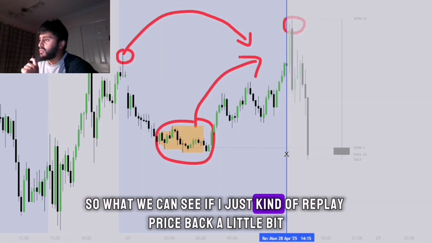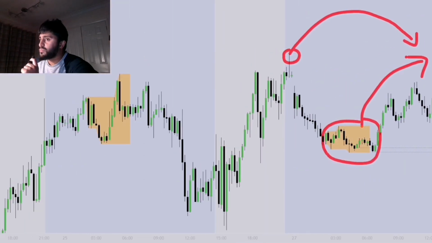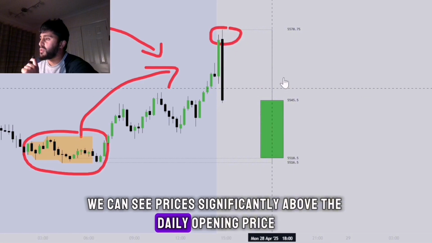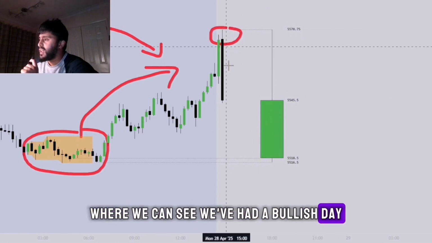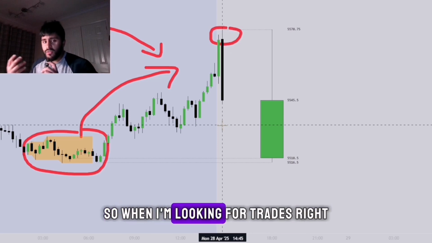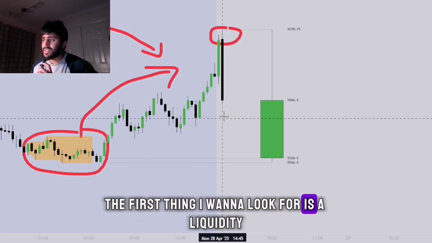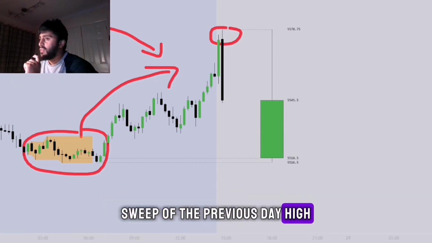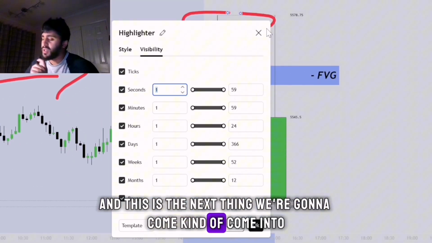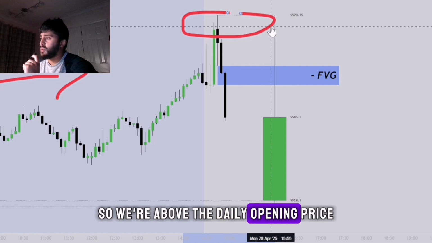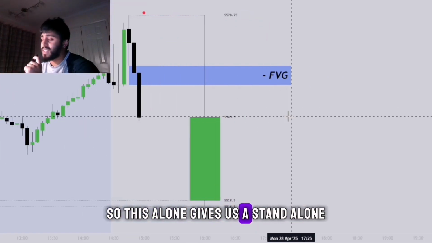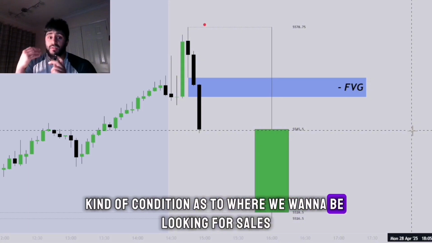So if I just replay price back a little bit, what we see over here is prices significantly above the daily opening price, where we can see we've had a bullish day and we've had a bearish opening. So this is 15 minutes into market open. When I'm looking for trades, the first thing I want to look for is a liquidity sweep of the previous day high. The next thing I'm looking for typically is a fair value gap, and this is the next thing we're going to come into. So we're above the daily opening price and we've taken out the previous day high. So this alone gives us a standalone condition as to where we want to be looking for sells.